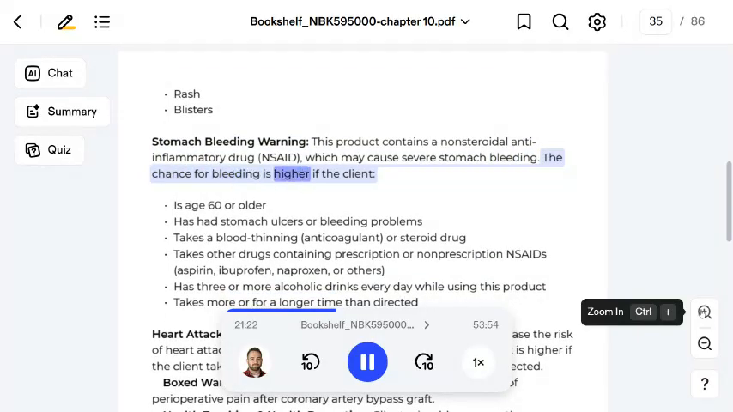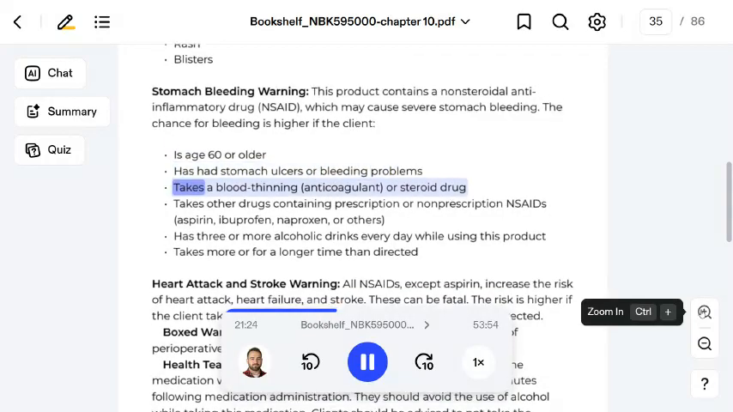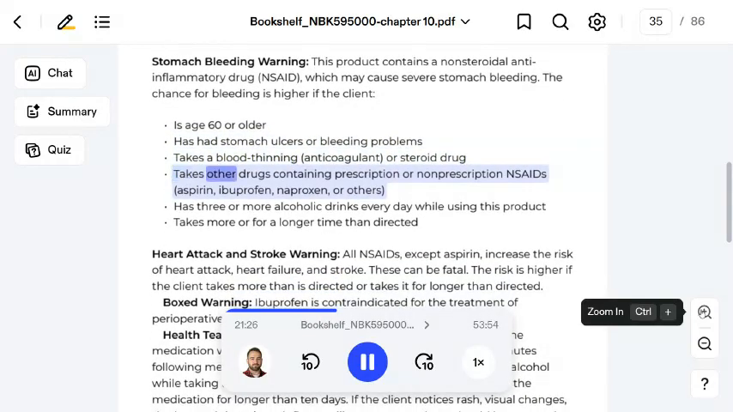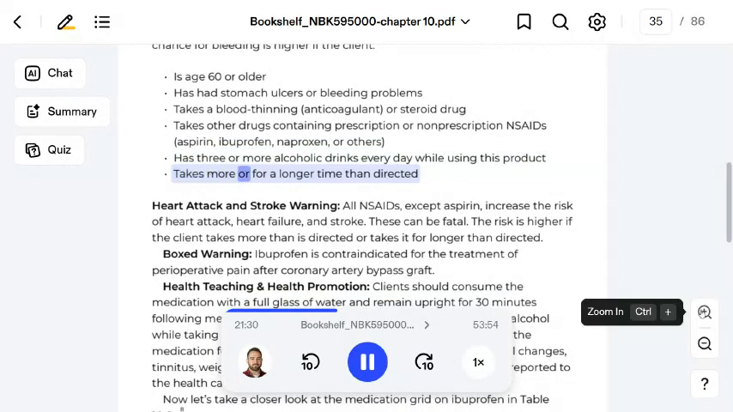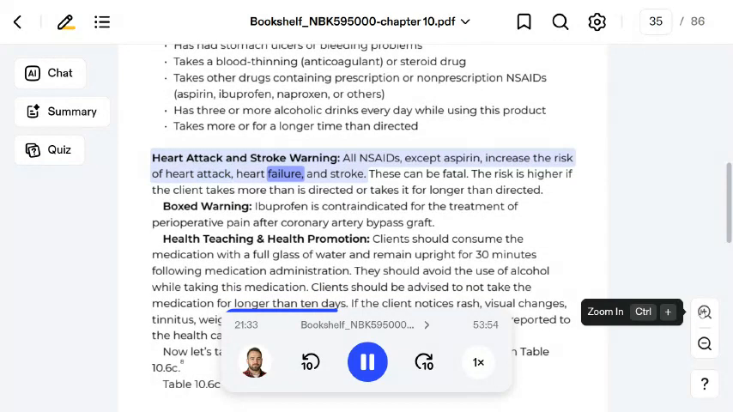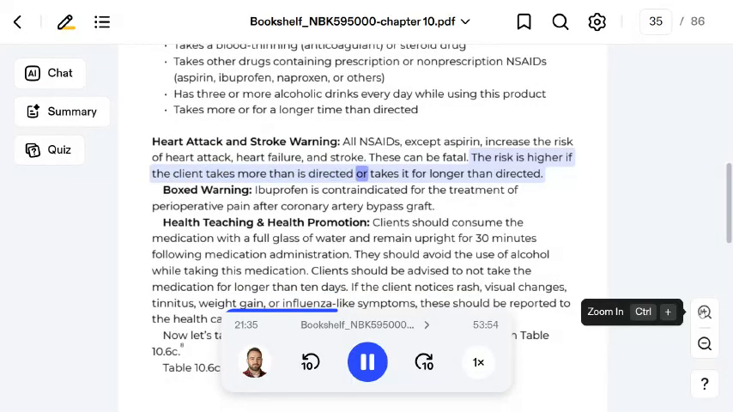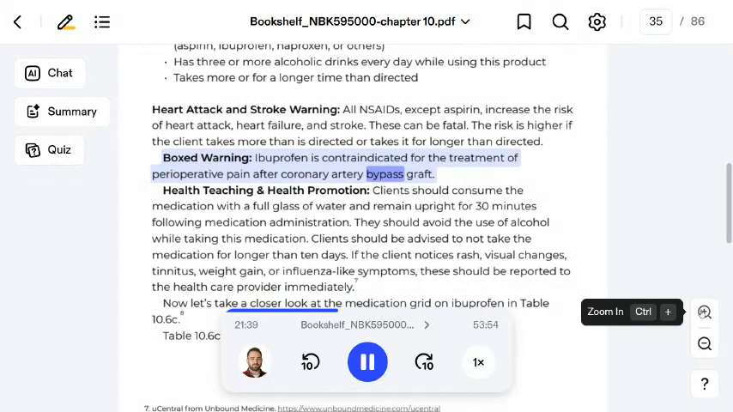The chance for bleeding is higher if the client is age 60 or older, has had stomach ulcers or bleeding problems, takes a blood thinning or steroid drug, takes other drugs containing prescription or non-prescription NSAIDs, has 3 or more alcoholic drinks every day while using this product, takes more or for a longer time than directed. Heart attack and stroke. Warning: all NSAIDs except aspirin increase the risk of heart attack, heart failure, and stroke. These can be fatal. The risk is higher if the client takes more than is directed or takes it for longer than directed. Boxed warning: ibuprofen is contraindicated for the treatment of perioperative pain after coronary artery bypass graft.